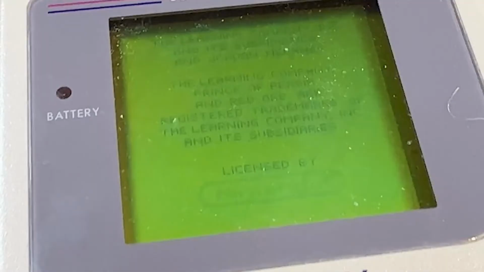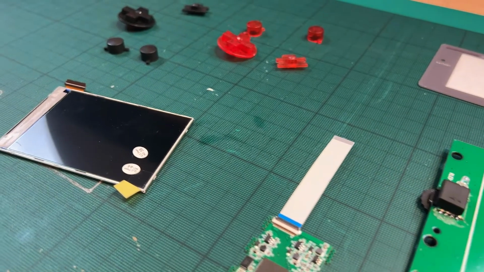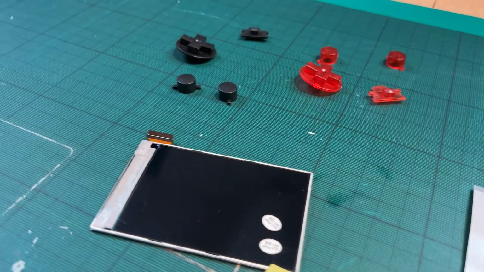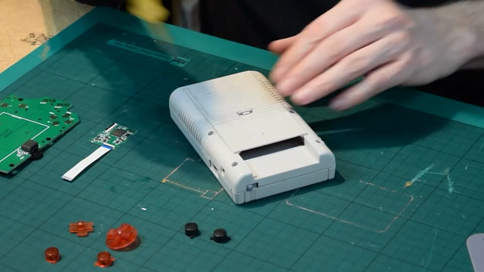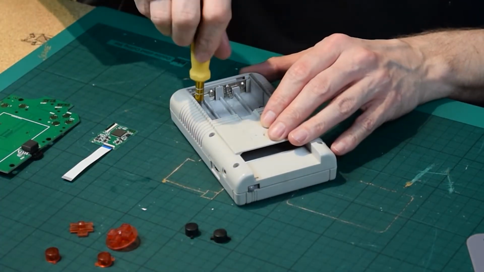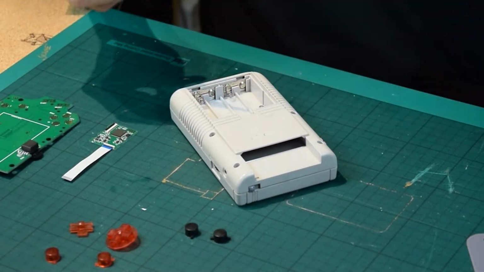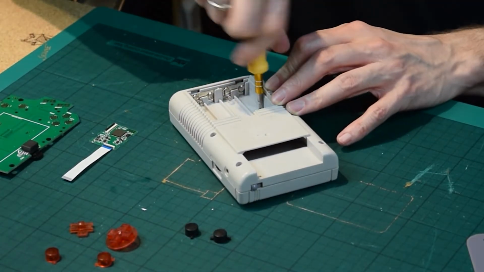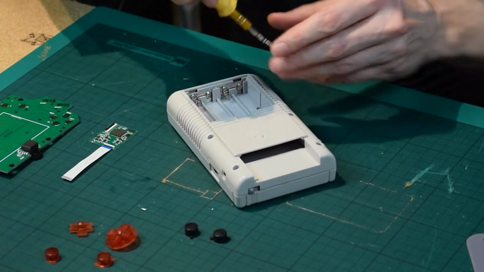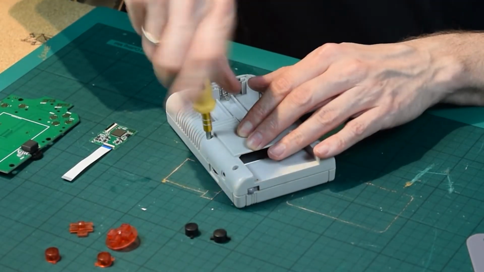So as you can see, the screen is very faded, and this is the maximum contrast we can apply now. So it's time to replace it. The console was released in 1989, and it sold around 120 million units on the planet, so it's quite successful. The most obviously successful games sold for this console were Tetris and the Pokemon Red and Blue.